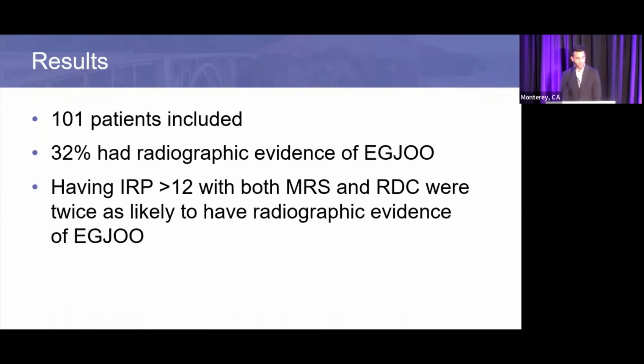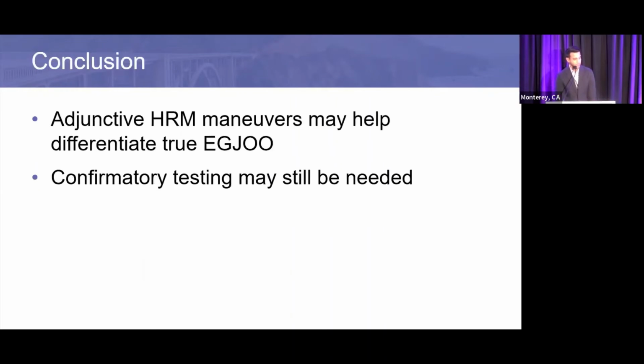Of the about 100 patients, 32 had radiographic evidence of EGJ outflow obstruction. What they found is that with an IRP greater than 12 with both MRS and RDC, patients were twice as likely to have radiographic evidence of EGJ outflow obstruction. So if your motility center or where you're referring does this, it can help parse out some of the true EGJ outflow obstruction. One thing to consider, but I would still consider confirmatory testing in those that you think still have some sort of outflow obstruction.